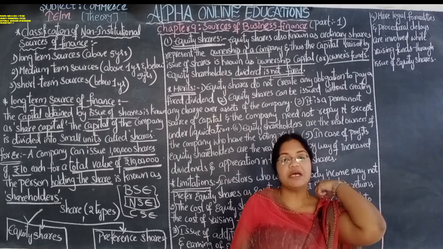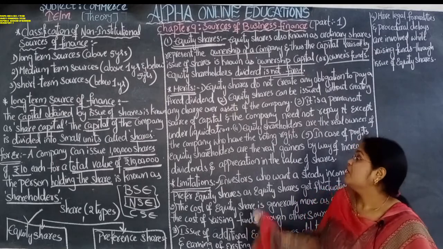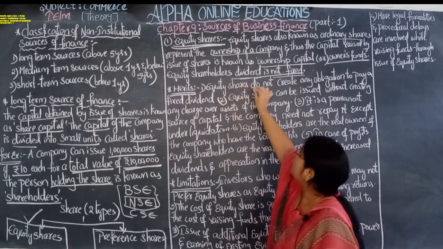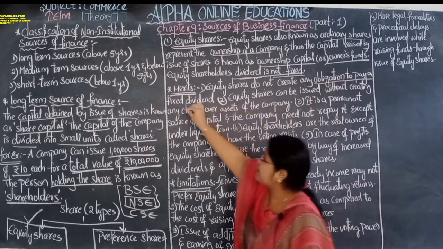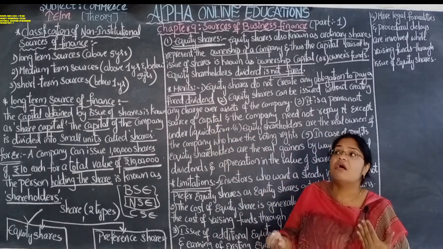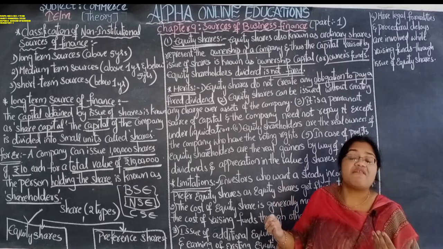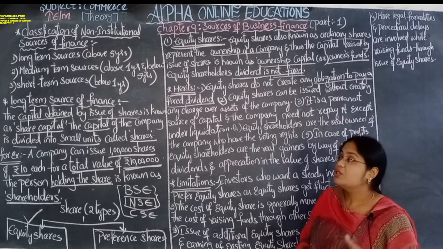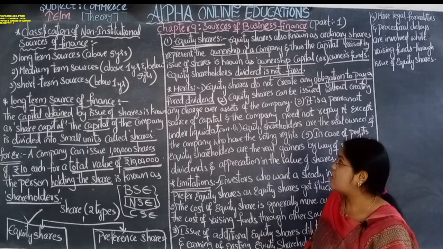Whatever income they get from the equity shares is not a fixed income. Now the merits, that is, advantages. Equity shares do not create any obligation to pay a fixed dividend. Obligation means must and should, a responsibility. There is no need to pay a fixed dividend to the equity shareholders because they are the real owners of the company. After paying everyone, they receive the dividend finally, so the dividend is not fixed.